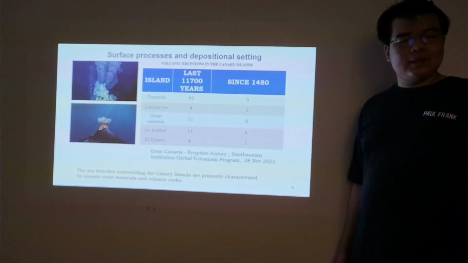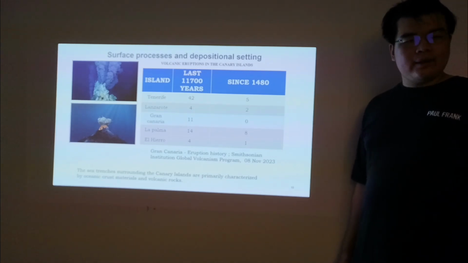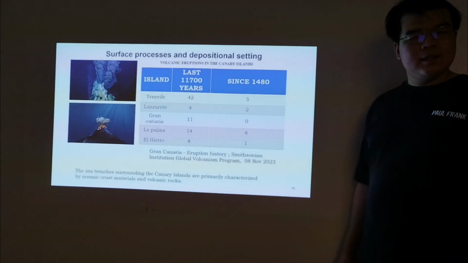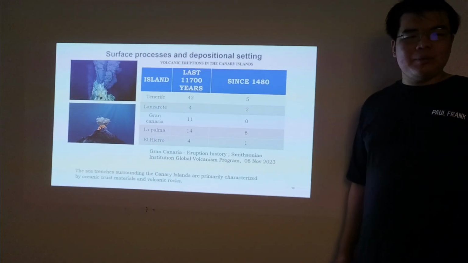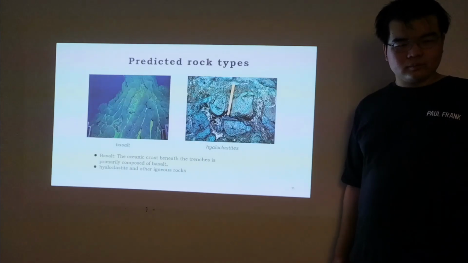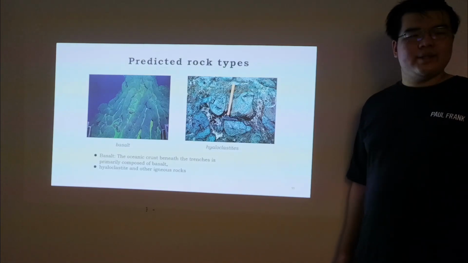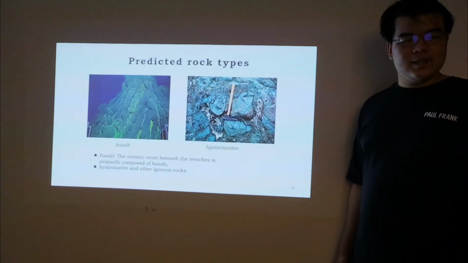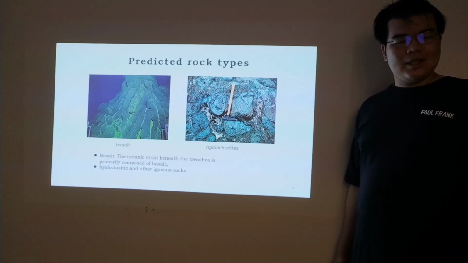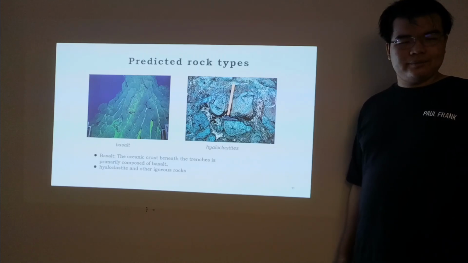As we can see from the statistical table on the top right, volcanic activity in the Canary Islands has been ongoing, and underwater volcanoes have also been active. The sea trenches surrounding the Canary Islands are primarily characterized by oceanic crust materials and volcanic rocks. According to our previous analysis, the submarine mountains here mainly produce volcanic rocks, mainly basalt, which is the primary composition of the oceanic crust beneath the trenches. It looks dark and has a fine-grained structure. We could also find hyaloclastite and other igneous rocks.